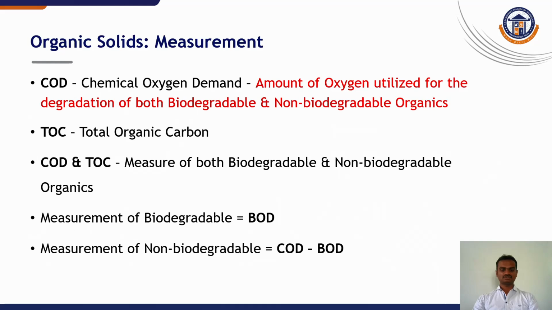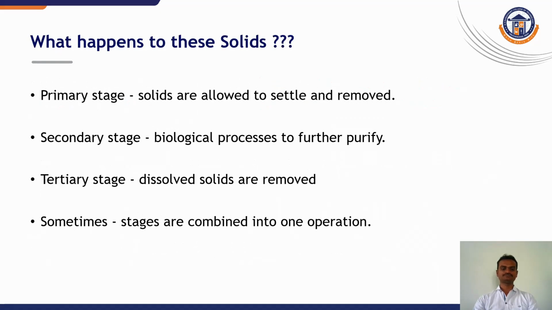For a complete picture of organic contamination, we use COD, that is chemical oxygen demand, which measures the total oxygen needed to oxidize both biodegradable and non-biodegradable organics. And total organic carbon is another useful parameter for measuring both biodegradable and non-biodegradable organics. So here is how you can interpret. BOD measures the biodegradable fraction. COD minus BOD gives you an estimate of the non-biodegradable organic part.